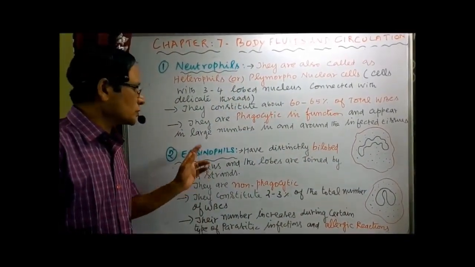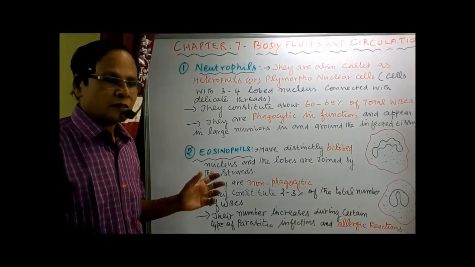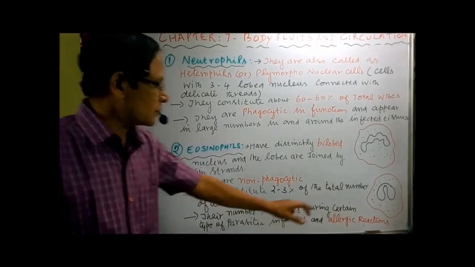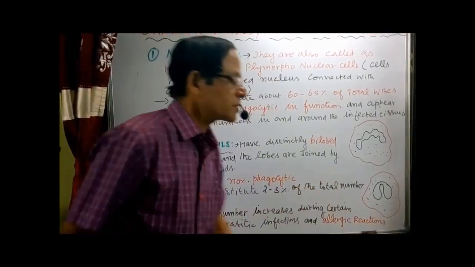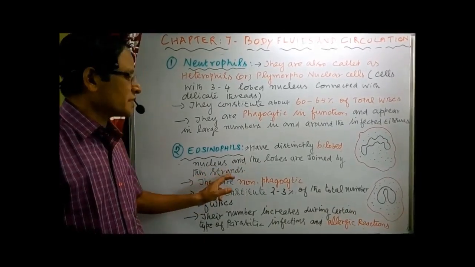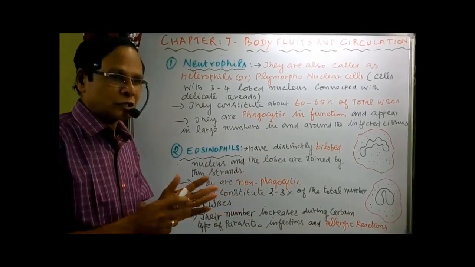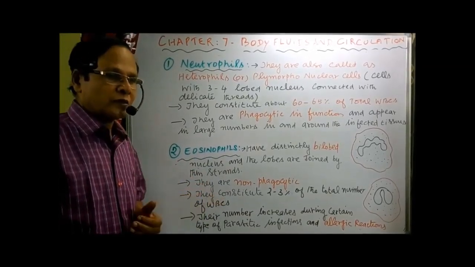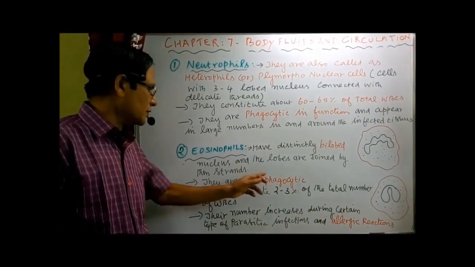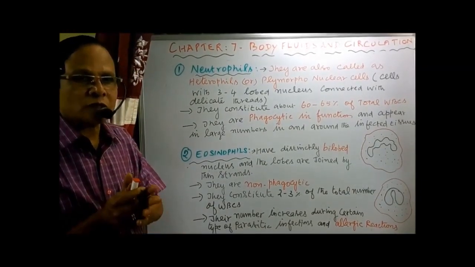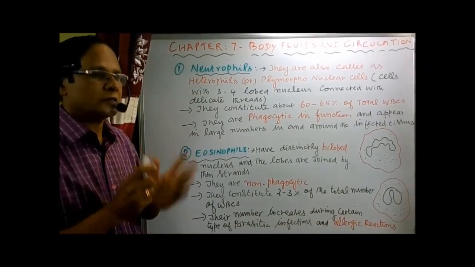Now the next one is eosinophils. These cells have a distinctly bilobed nucleus. You see that one bilobed nucleus with the granules in the cytoplasm. The lobes are joined by a thin strand connecting the two lobes. They do not perform any phagocytic function, hence we can say they are non-phagocytic. They constitute about 2 to 3% of the total number of WBCs.